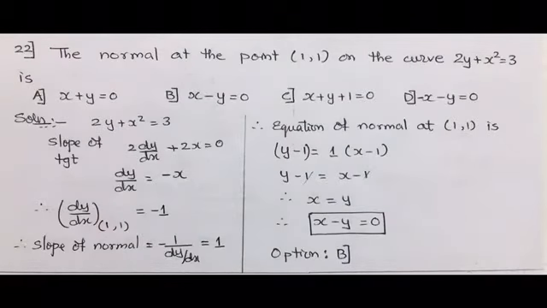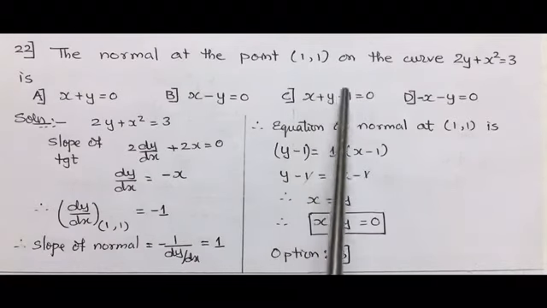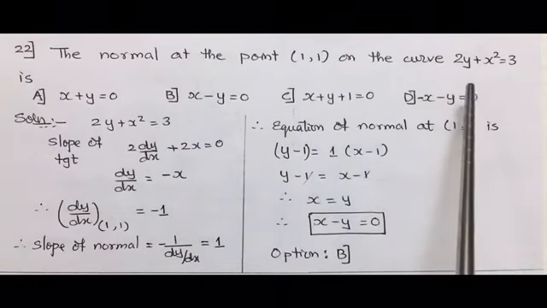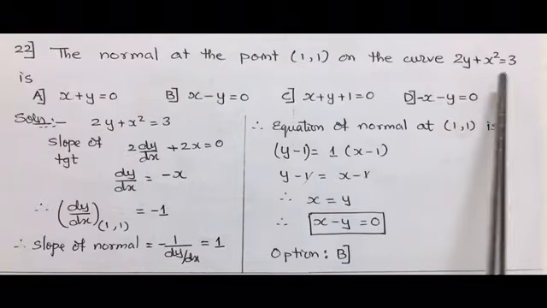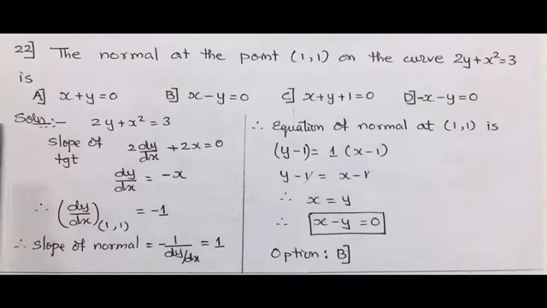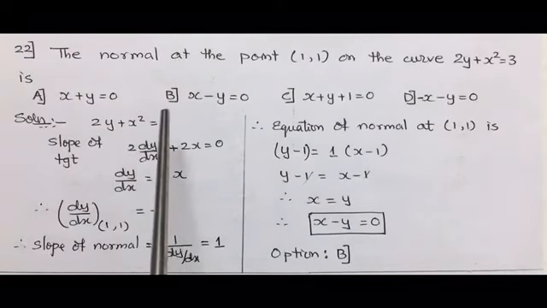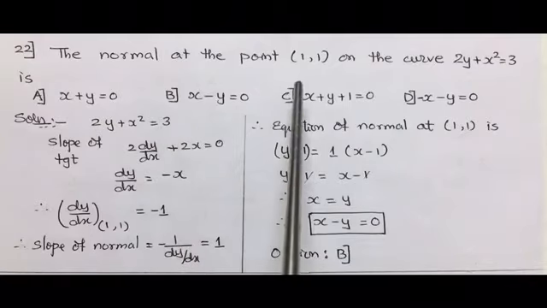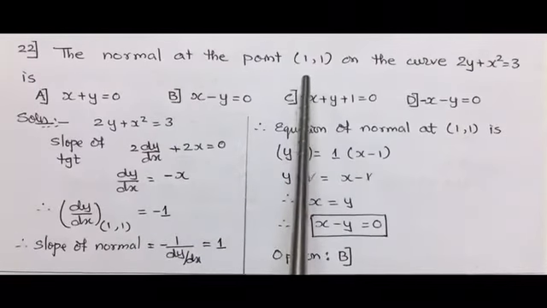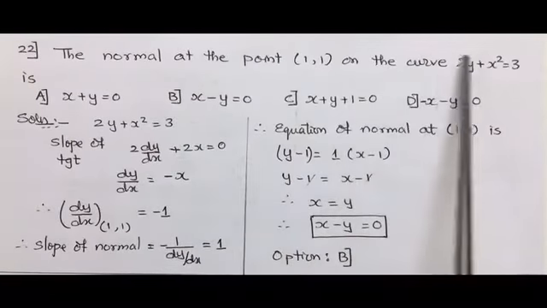22nd one, it is given as: the normal at the point (1, 1) on the curve 2y plus x square equal to 3 is. We need to calculate the equation of normal at the point (1, 1) to the curve given.